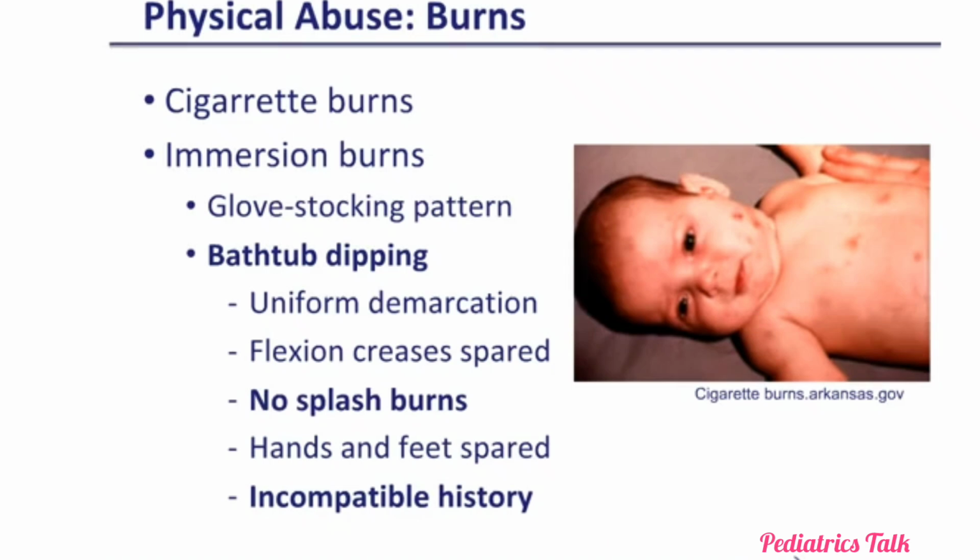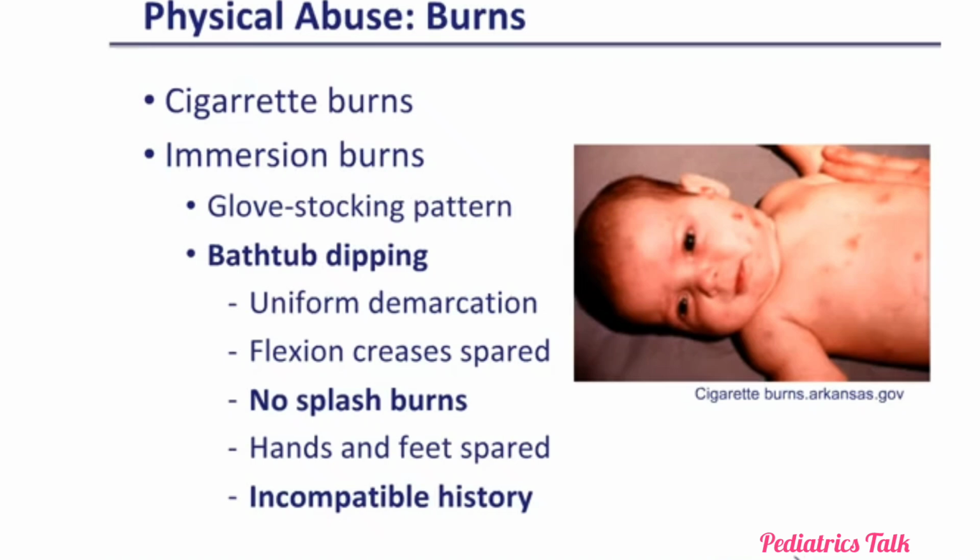The most common, however, is bathtub dipping, where you hold the child under the upper part of the back and then behind the knees and dip them in so that primarily the lower part of the back, the buttocks, and perhaps the upper thighs will get uniformly burned, again in that classic description, which cannot look like anything else. There's uniform demarcation. There's lines that demarcate the end of the burns versus the normal skin.